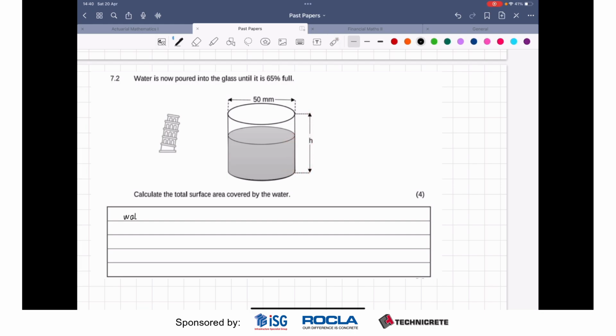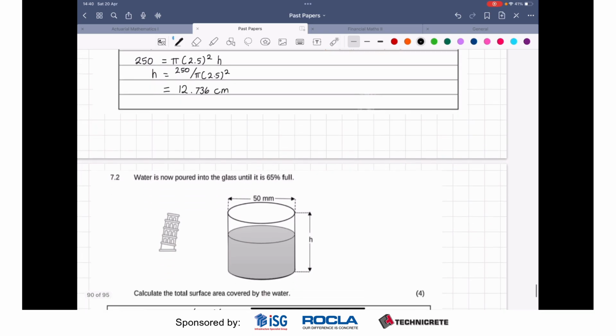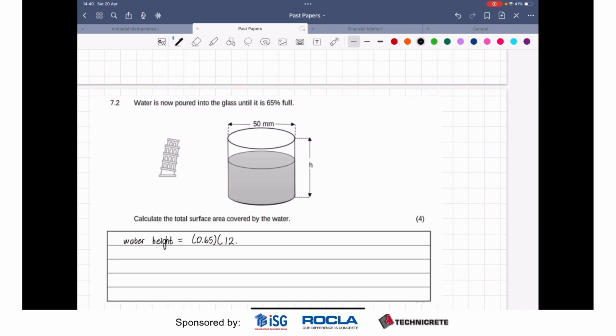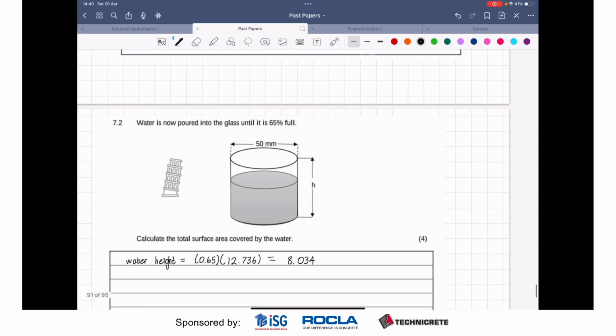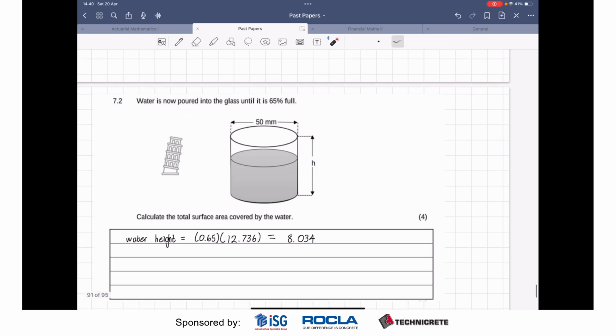So water height is (0.65) or 65% times 12.736, and that is 8.034. Then the surface area, we're going to use the new height, 8.034.